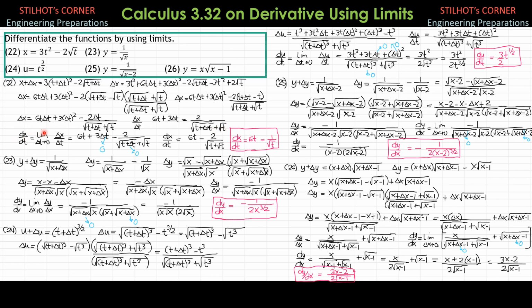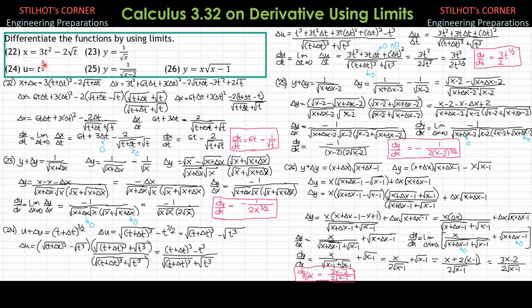dx dt is the limit of delta x over delta t as delta t approaches 0. So it reduces to 6t. This becomes 0. Delta t approaches 0 minus 2 over square root of t plus delta t plus square root of t, and delta t approaches 0. Simplifying further, so we have dx dt equals 6t minus 2 over square root of t plus square root of t. Square root of t plus square root of t is 2 square root of t. We can cancel 2. So final answer, dx dt is 6t minus 1 over square root of t. So that's it for that problem.